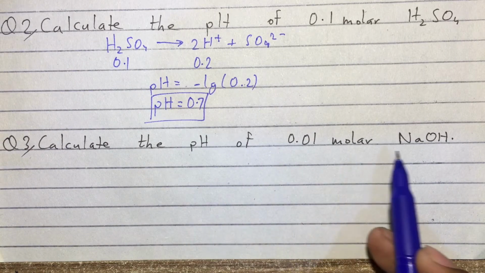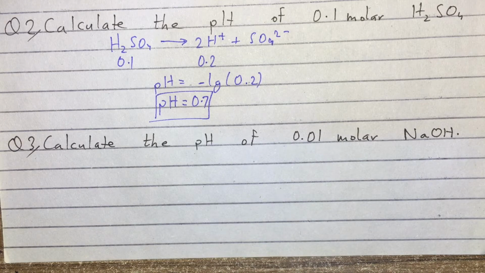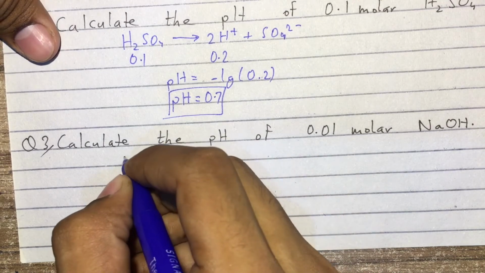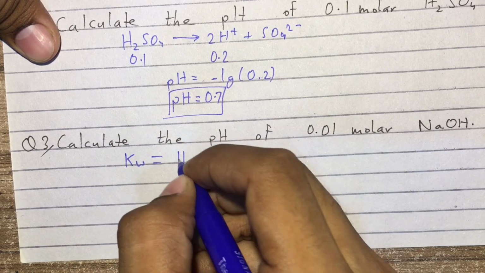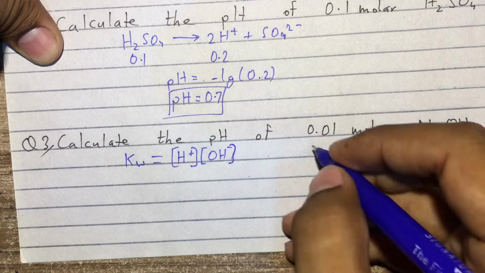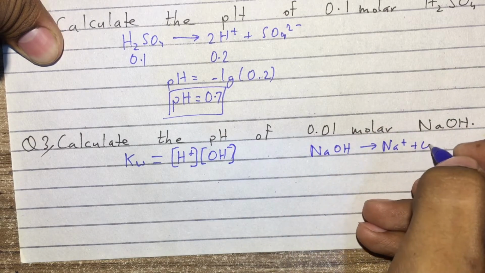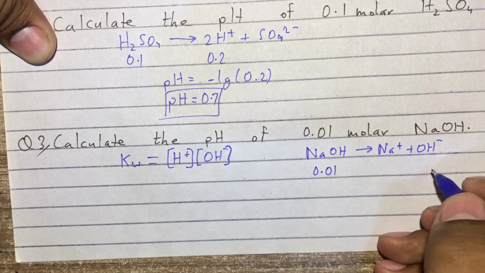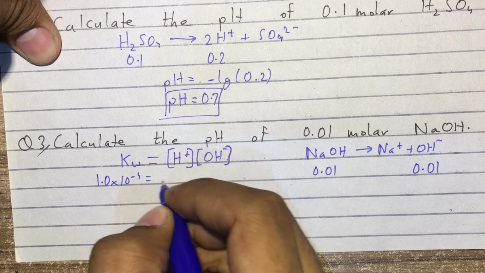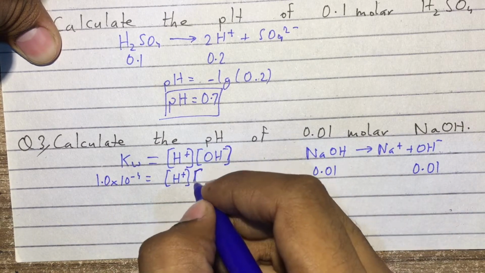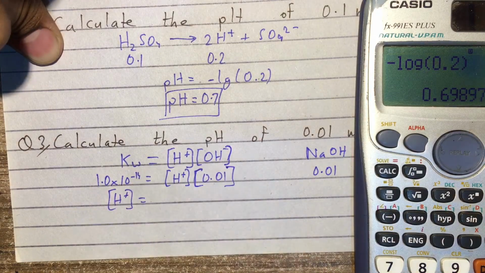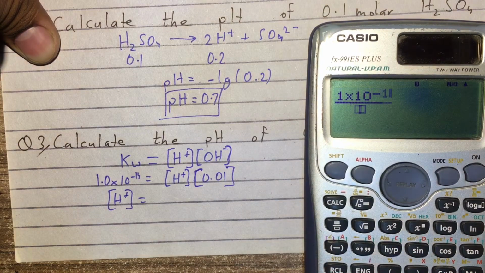Next question: calculate the pH of 0.01 molar NaOH. Over here, one thing we could have used was the concept of pOH. However, because it's not in syllabus, we will try not to use that. So we'll be using the water dissociation constant, which is equal to the concentration of H plus times the concentration of OH negative. NaOH dissociates into Na plus and OH negative. If there is 0.01 molar NaOH, OH negative will also be 0.01 molar because it's 1:1 in the ratio. Kw we know is 1.0 times 10 power negative 14. H plus ions we have to find. OH negative we know is 0.01. Through this we can find the concentration of H plus ions, which is 1 times 10 power negative 14 divided by 0.01.